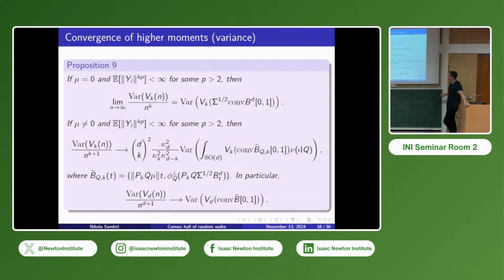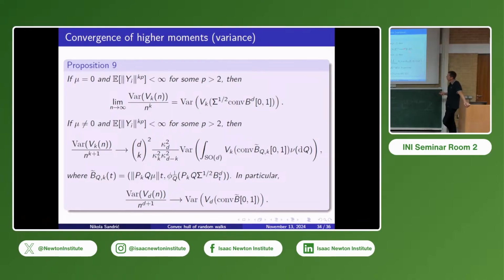Okay, now one may ask, can one say something about the convergence of higher moments, in particular the variance? Yes, one can conclude it in a similar way as before. So if you are in the zero drift case and our jumps have finite moments of this order, then we can conclude a convergence of the variance, which is given in this form here.